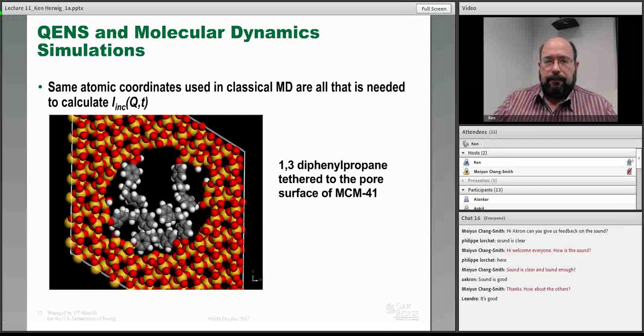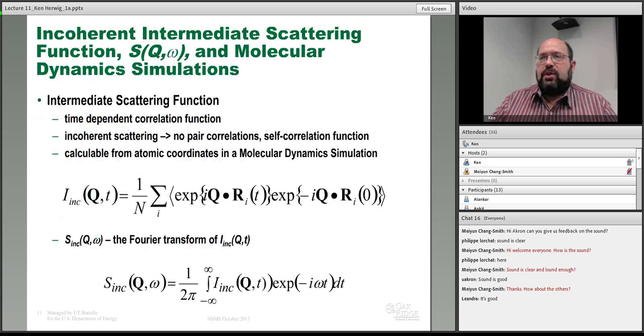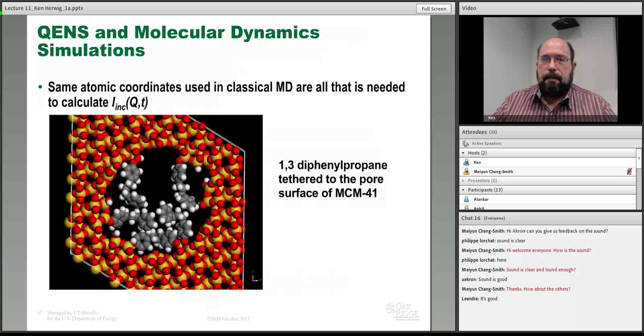Okay, let's go on to the next slide. So those movies, of course, are created essentially from the atomic coordinates, the trajectories that would go into that equation. Those trajectories are essentially the values that go into this equation here. And so that's what you use to make the movie. So they're certainly accessible.